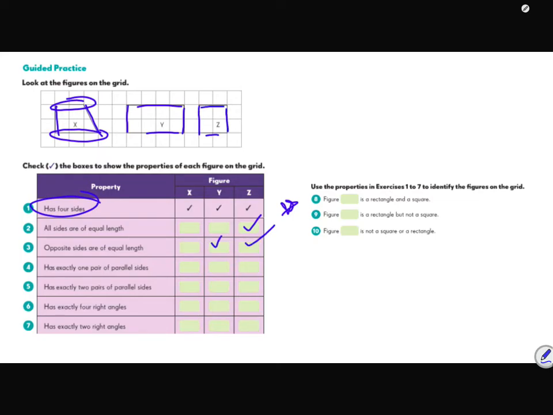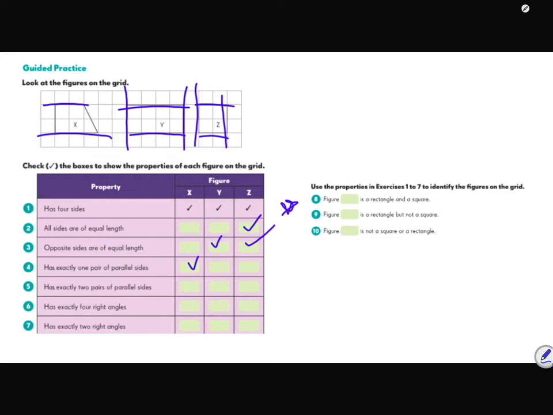Opposite sides are equal. It says has exactly one pair of parallel lines. Well, for X, these are parallel, so it does have one pair. Y, no, Y is 2 pairs because there's one, there's another, same with Z. So no, just that one.